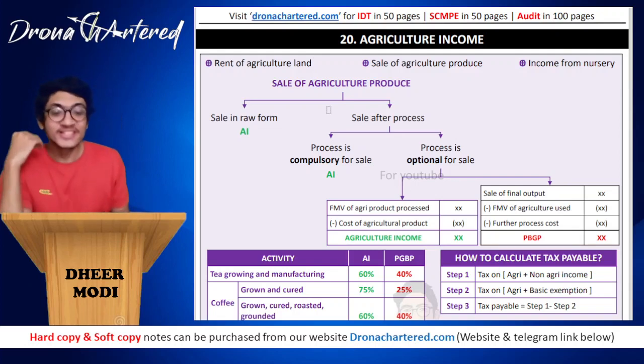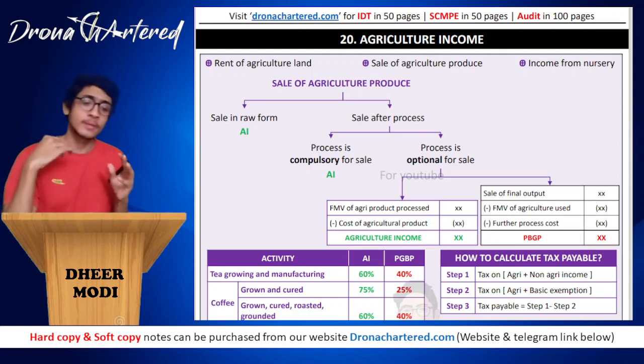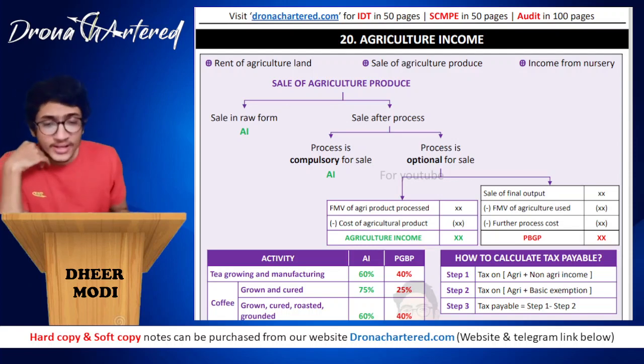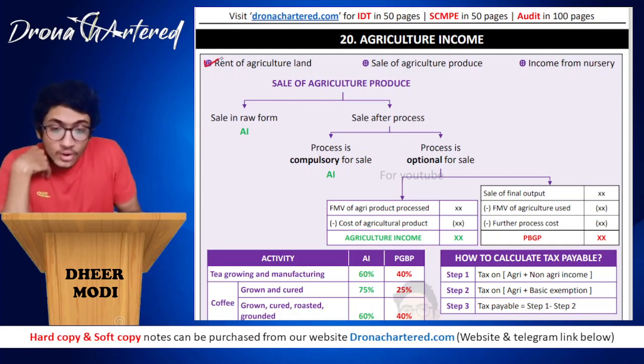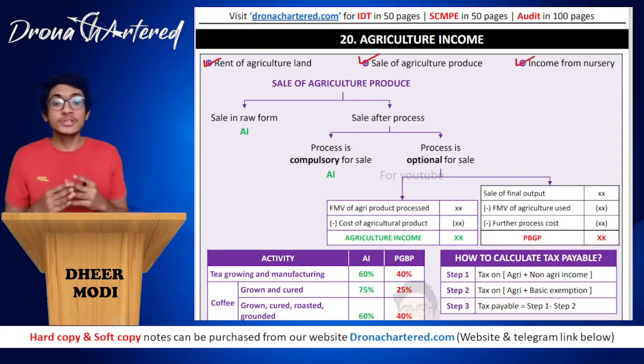Hello. Welcome to our next chapter, that is your agriculture income. So, agriculture income is very small, very less important from an exam point of view. So let's do it quickly. What is included in your agriculture income? Your rent of agriculture land, sale of agriculture produce, and income from nursery. All of these are included under your agriculture income.